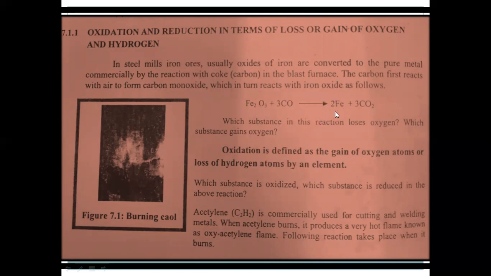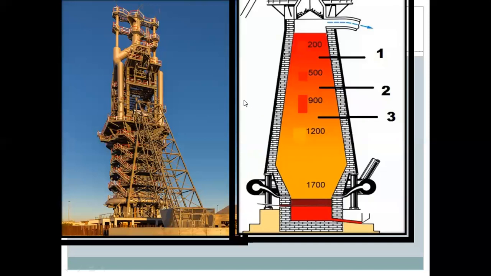We can get the pure form of iron from this impure iron by using a special type of furnace called blast furnace. You can see the image of blast furnace. This is a real blast furnace, and this is just the image of blast furnace. In this blast furnace, the impure iron or the ferric oxide is heated and then reacted with carbon monoxide, which then converts it into pure iron. And the temperature of this furnace is up to 1700 degrees centigrade. So this is called blast furnace.